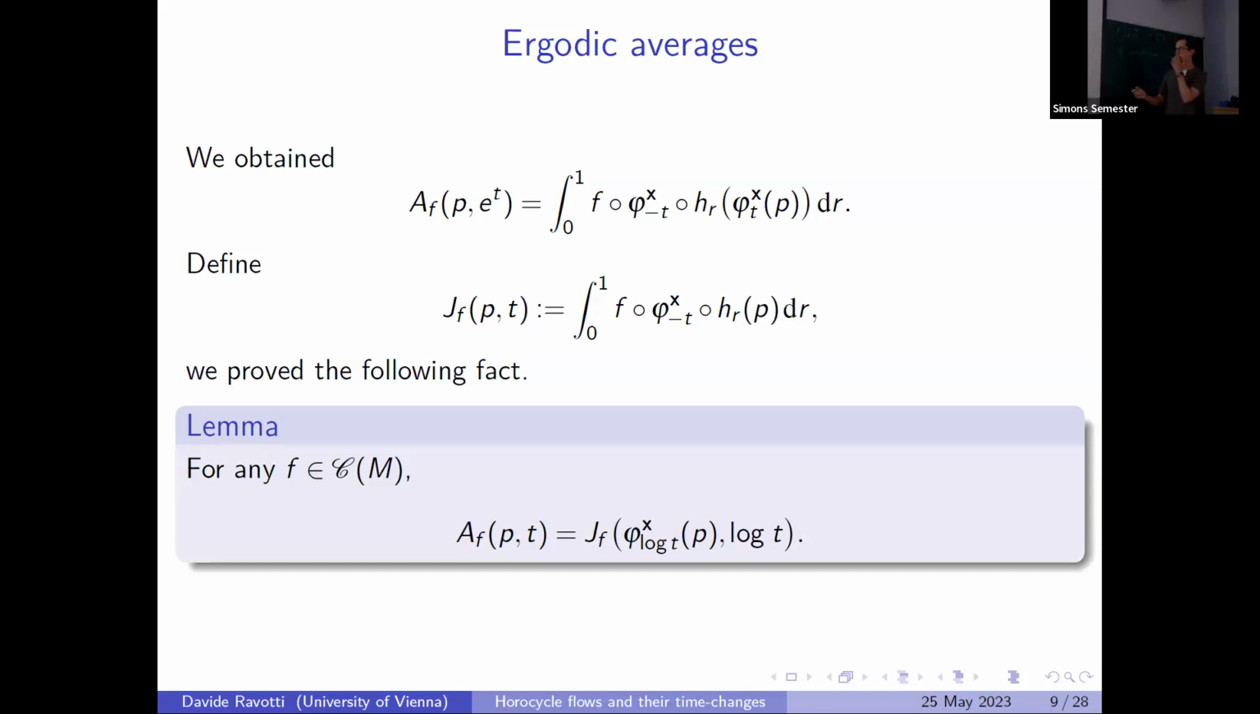So all of this is to say that instead of studying the ergodic averages for the horocycle flow, I will study this function j, and once I know something about this function j, I can recover whatever I want about the ergodic averages for the horocycle flow.